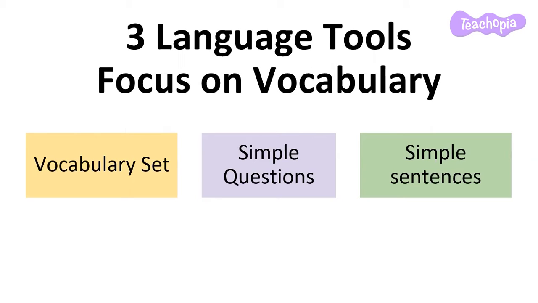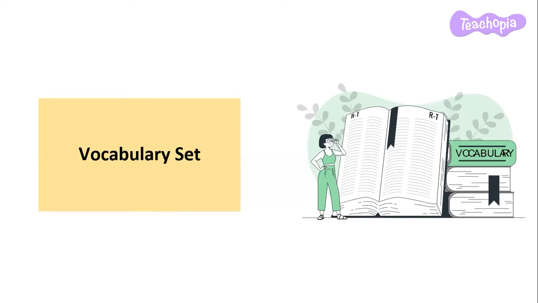So here we have the three language tools we learnt about in the previous module: vocabulary set, simple questions, and simple sentences. We learned that these three tools are needed for us to talk about any topic in the classroom. This time, we're going to look a little bit deeper into the vocabulary set. So, what was a vocabulary set based on what we had discussed last time? If any of you remember, please feel free to respond to us in the chat box.